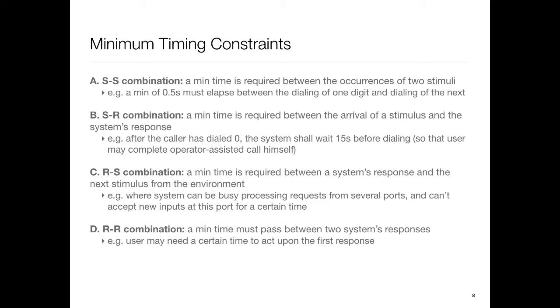Or, after the caller has dialed 0, the system shall wait 15 seconds before dialing. So basically there's a gap being implied. In this case, it's a constraint on the user, so that the user can do something else, and there are a couple of other examples like these which you can go through on your own. But they all translate into either a constraint on a user motivated by a limitation of the system technology, or a constraint on the system motivated by perceptual limitations that humans or the world might have.